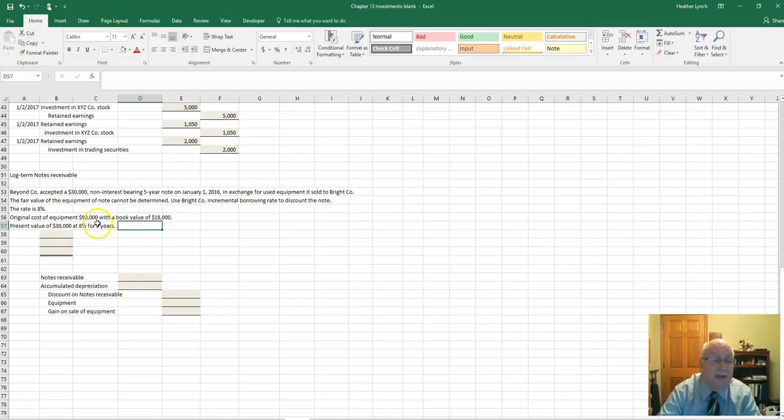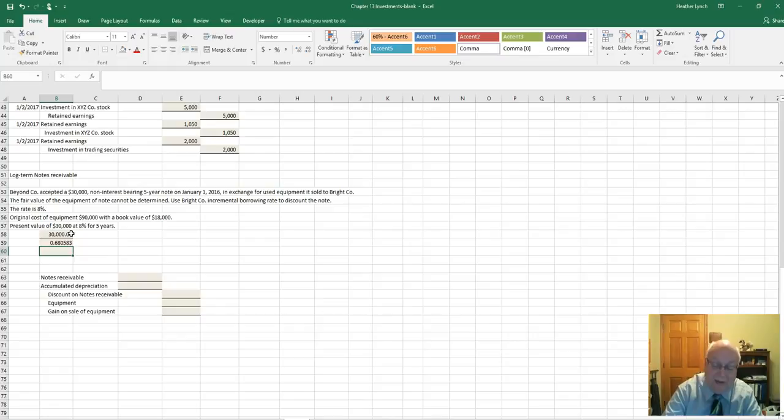So the original cost of the equipment was $90,000, book value is $18,000. First thing we do is find the present value of the note. So we have $30,000. Then we go to the table, 8% for 5 years, and 0.680583 is what that number would be. So it's the present value for 5 years, 8%. Then we just multiply them, 30,000 times the value that we find. So we find $20,417.49. So that is the present value of the note.